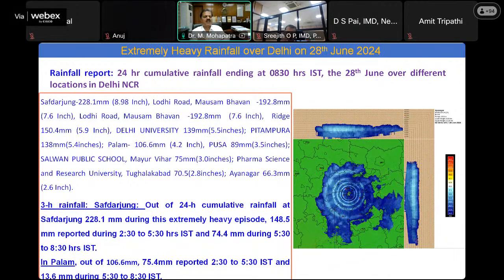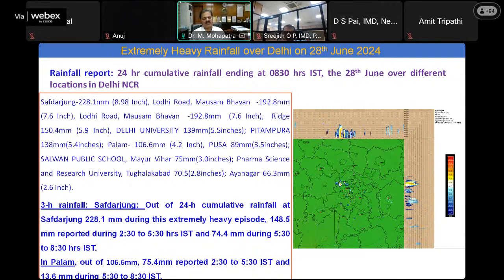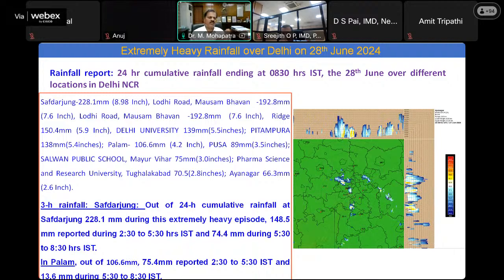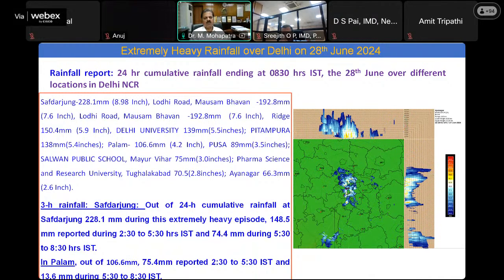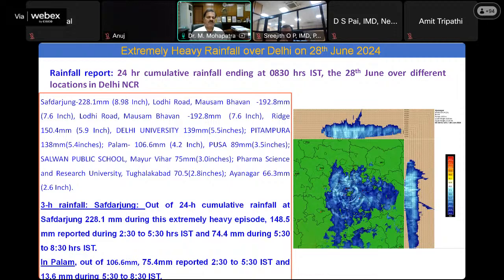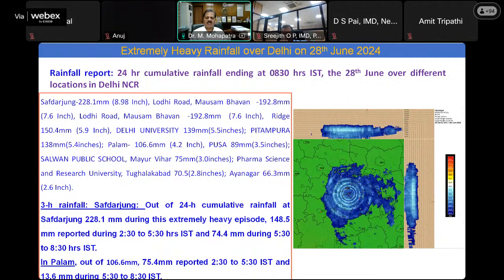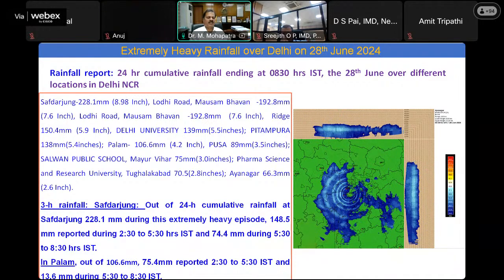So what happened actually? The rainfall was confined between 3 to 6. Most of the rainfall occurred between 3 to 6, out of the 24 hours cumulative rainfall in Safdarjung. During this event, we find that 148.5 millimeter was reported during 2:30 to 5:30 hours IST, and 74.4 millimeter during 5:30 to 8:30 hours IST.